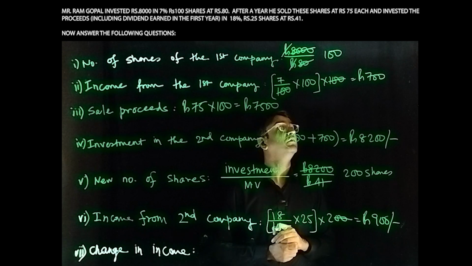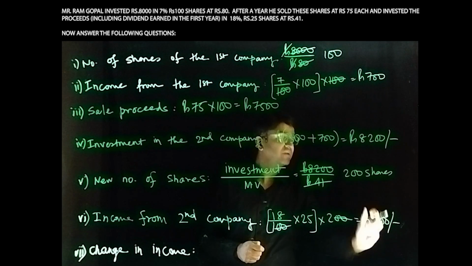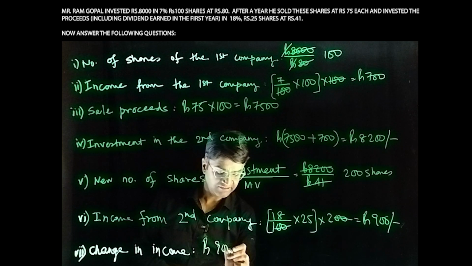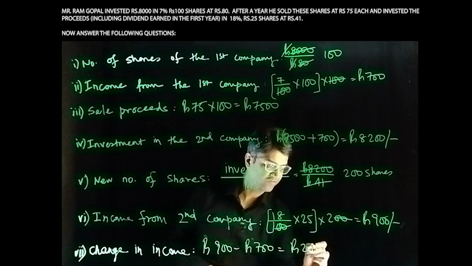And change in income. Oh wow, this man was not foolish. His income has actually risen by 200. So what is it going to be? 900 minus 700 is rupees 200.